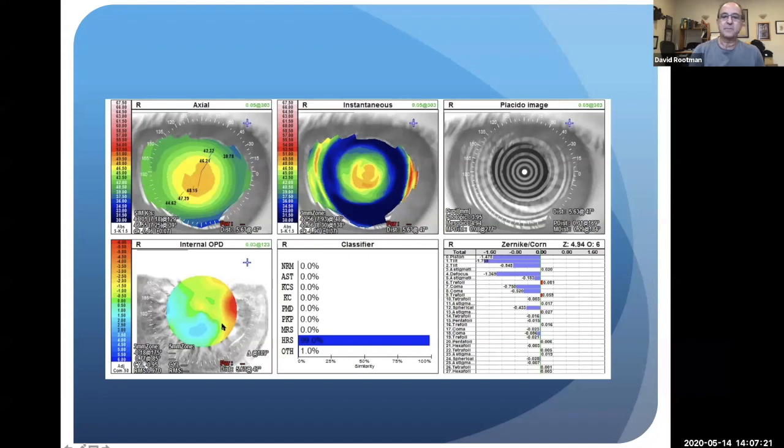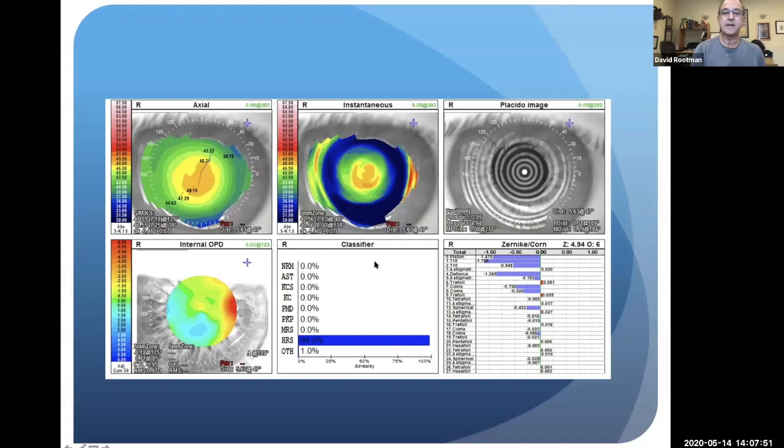Now, looking at the bottom panels here, this is the internal OPD, which tells us everything posterior to the anterior surface of the cornea, which is mainly due to lenticular changes in most instances. But the posterior surface and the macula as well will contribute a small amount to the internal OPD. I just mentioned this now because you'll see it's important in one of the other cases coming up.